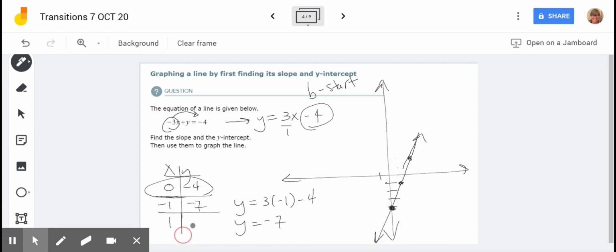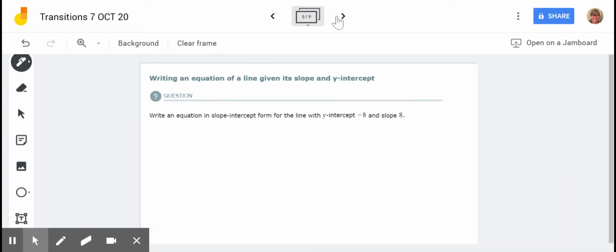Let's plug in a 1. Y equals 3 times positive 1 minus 4, negative 1. Boom, there you go. You can always do a table. Please don't ever forget that this is a possibility. It's so easy. Moving on.